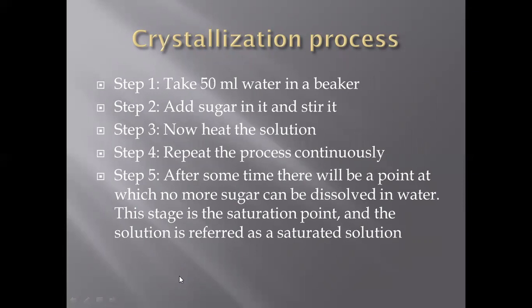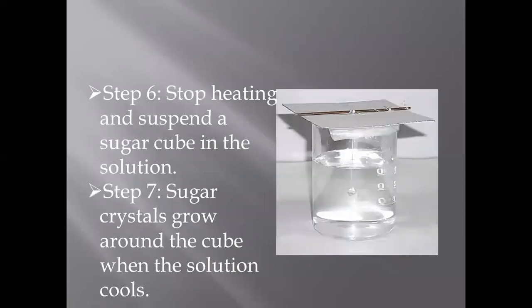Keep on adding more and more sugar, and a point will come when you will observe that no more sugar is getting dissolved in the water, and then the solution is said to achieve its saturation point. The solution is said to be a saturated solution because it has an excess amount of solute. After that, heating is stopped and a sugar cube is suspended in the solution as shown in the photograph. Now what happens? It is observed that as the solution cools, sugar crystals grow around the cube of sugar.